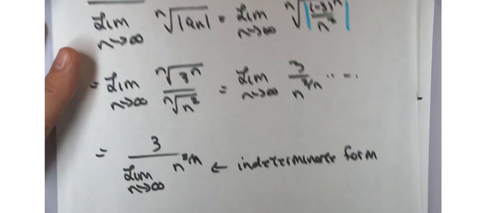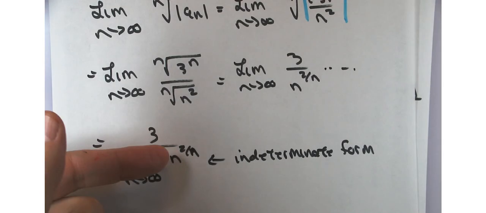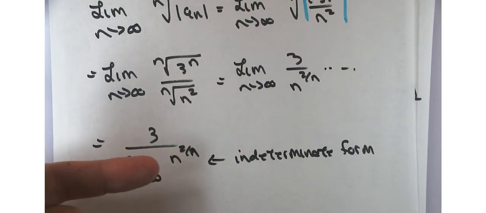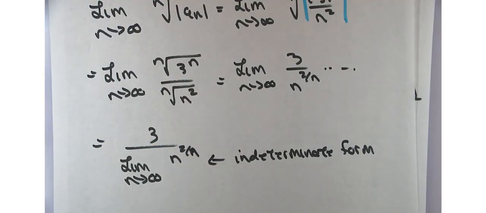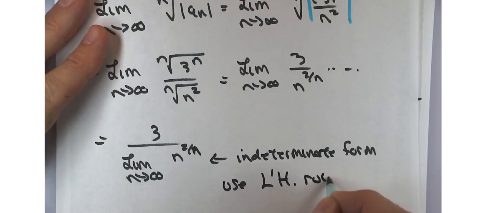So you're screaming out to use L'Hopital's rule, but it starts to become a real long problem here to use L'Hopital's rule. So at that point, you can do one of two things. You can either use L'Hopital's rule, which would take a lot of work, or you can bail out and try a different test.